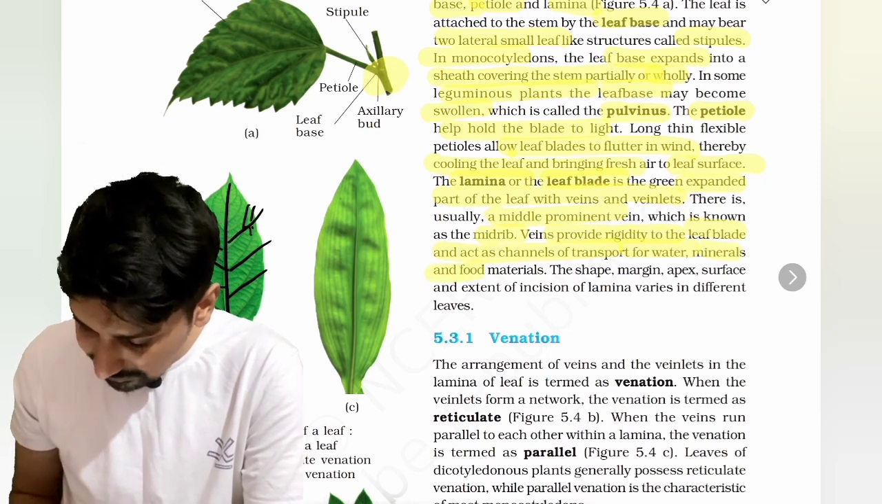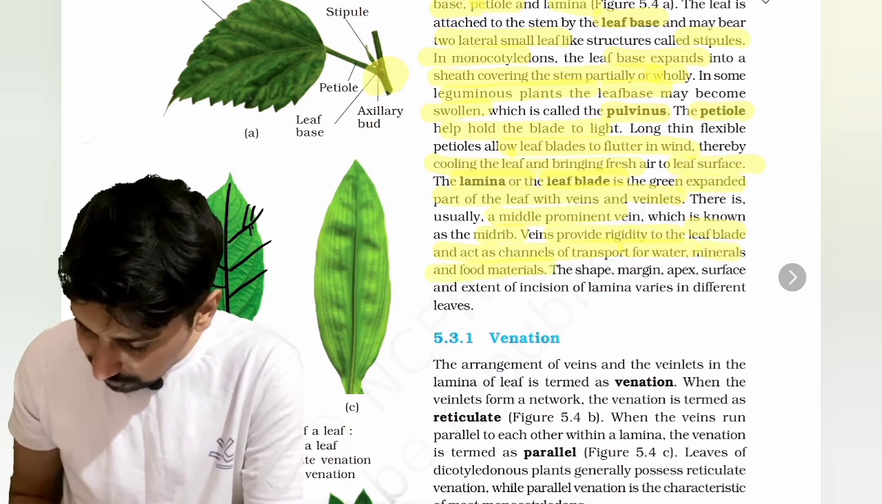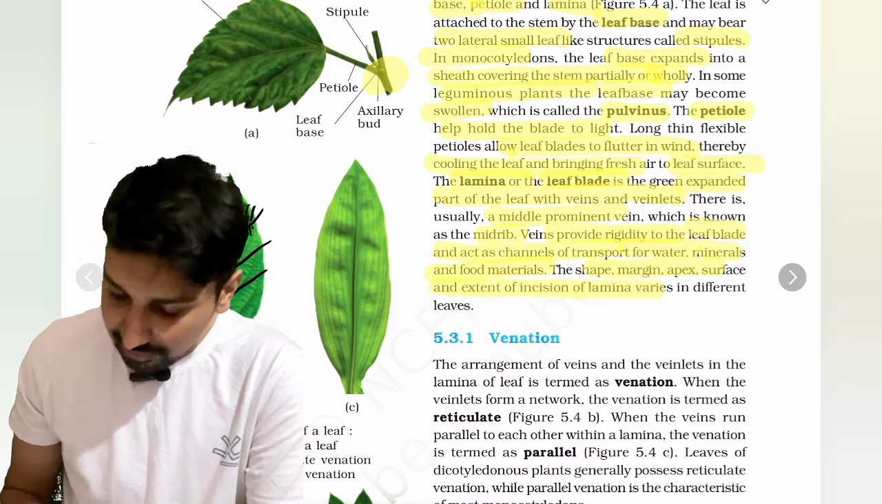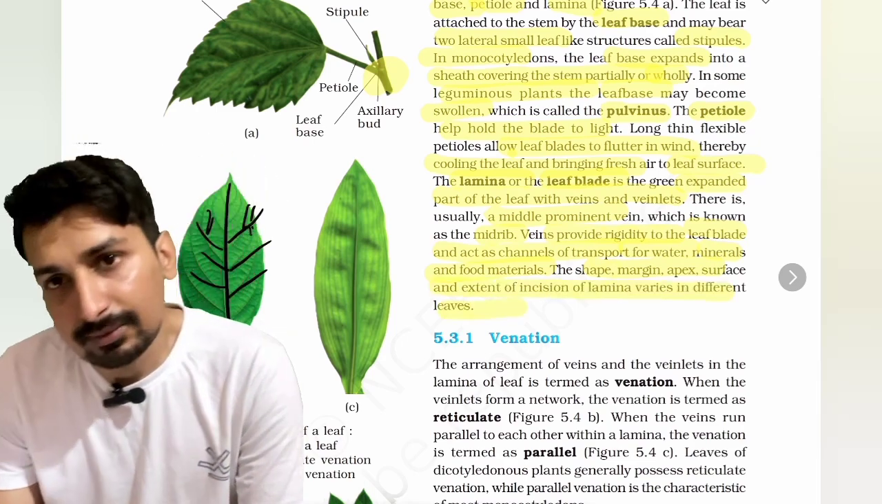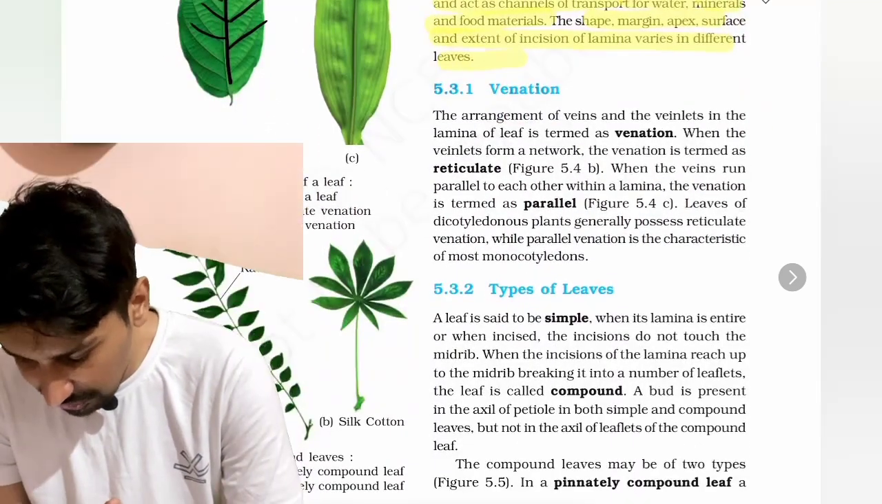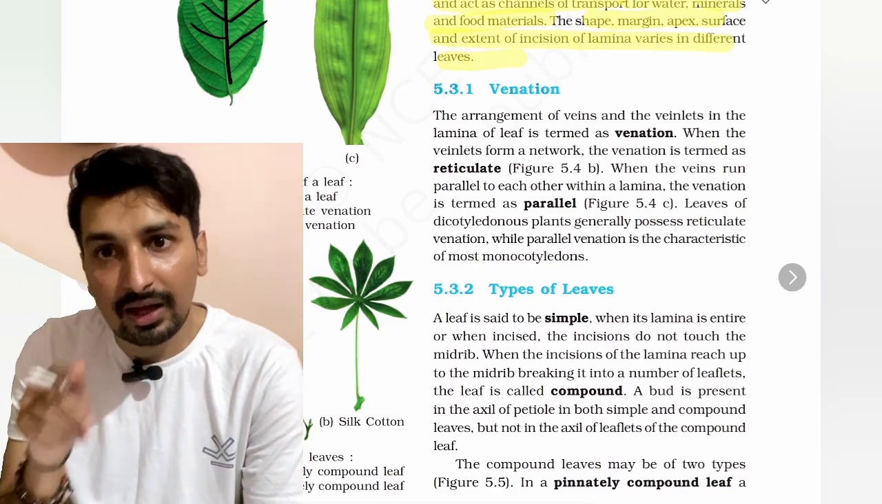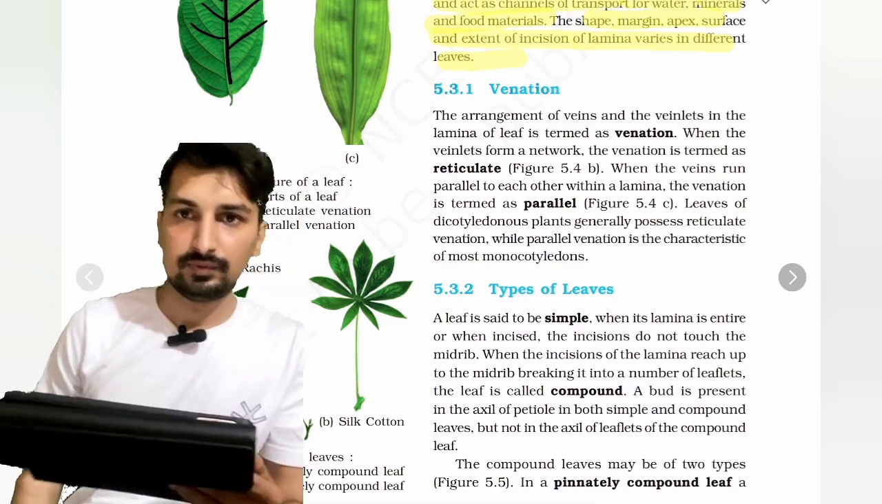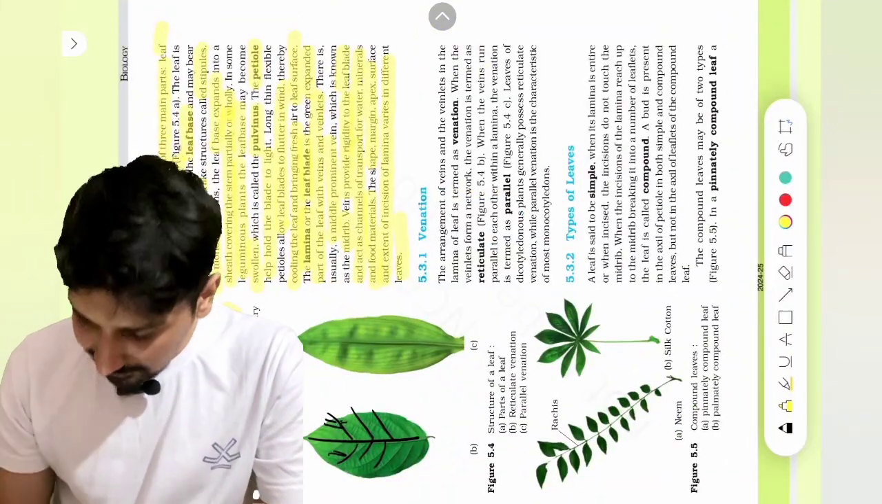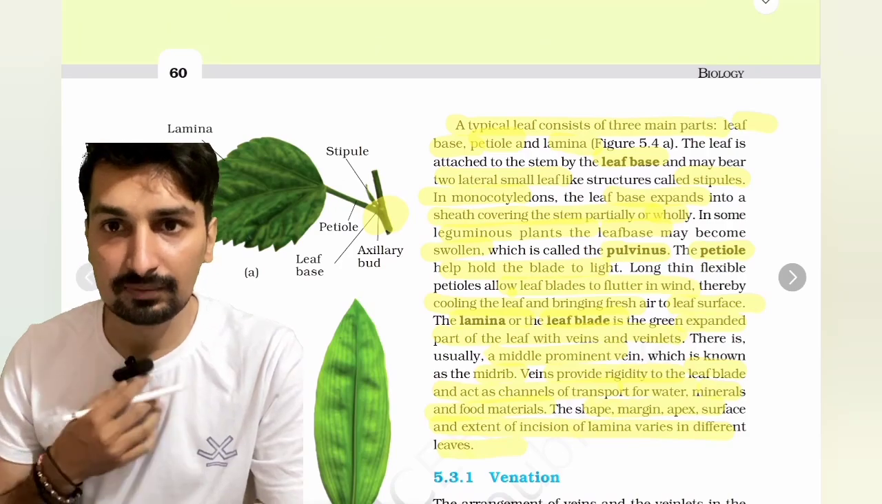The shape, margin and apex of the leaf surface, and the extent of incision of the lamina, vary in different leaves. How the leaf is cut is called the incision of the lamina. Some leaves are cut, and that is known as incision.